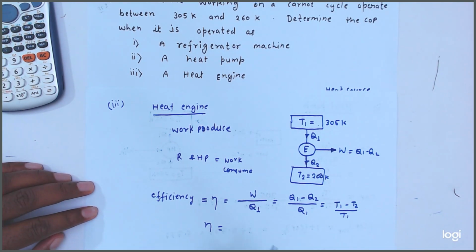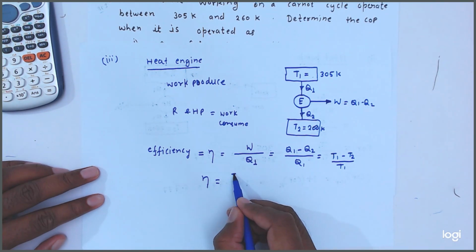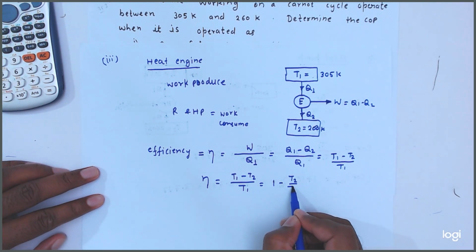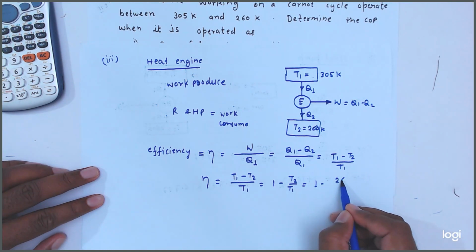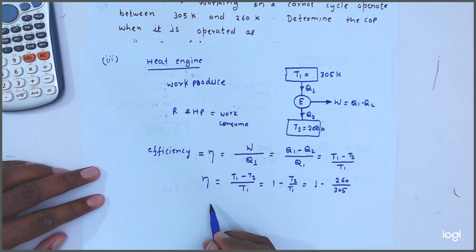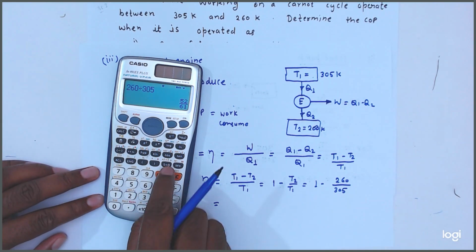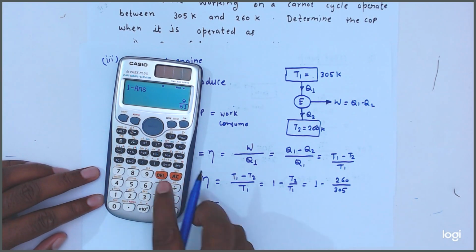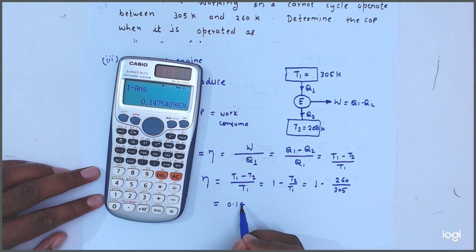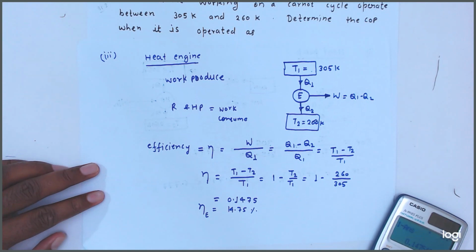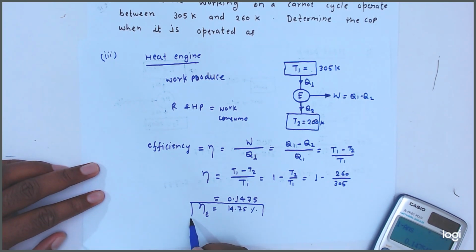So efficiency is equal to T1 minus T2 by T1, or 1 minus T2 by T1. So 1 minus 260 divided by 305. This is the efficiency. 260 divided by 305, 1 minus that, gives 0.1475. It means 14.75%. This is the efficiency of the engine.